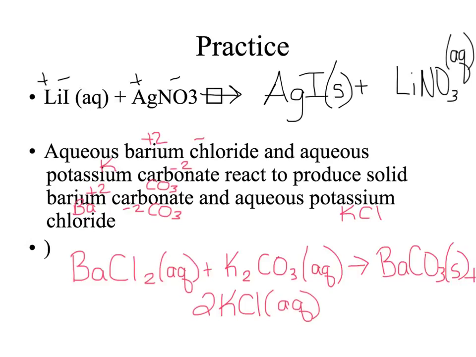If I look at barium carbonate on my solubility chart, I do see that it is insoluble in water. So that's going to be my precipitate. That's going to be my solid that forms. And then potassium chloride is going to be aqueous. It's going to be soluble in the water. It's going to be dissolved, or the liquid that is there.